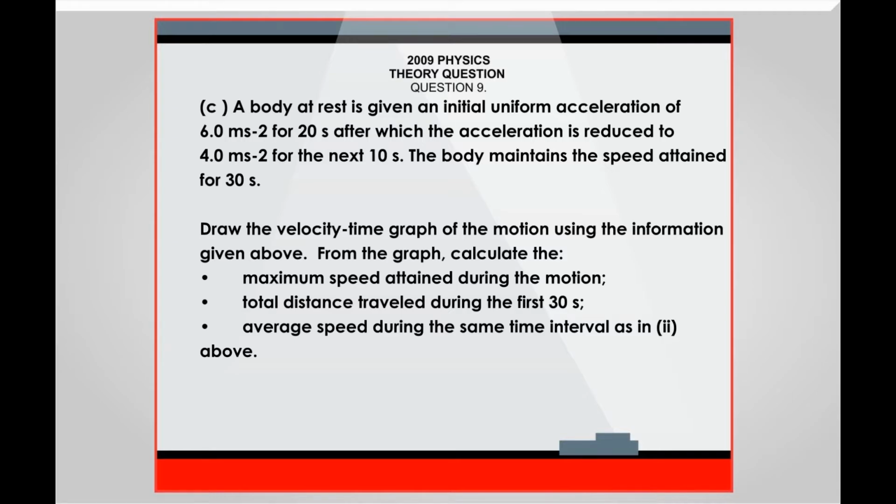C. A body at rest is given an initial uniform acceleration of 6.0 meters per second squared for 20 seconds, after which the acceleration is reduced to 4.0 meters per second squared for the next 10 seconds. The body maintains the speed attained for 30 seconds. Draw the velocity time graph of the motion using the information given above. From the graph, calculate I. the maximum speed attained during the motion, II. total distance traveled during the first 30 seconds, III. average speed during the same time interval as in II above.